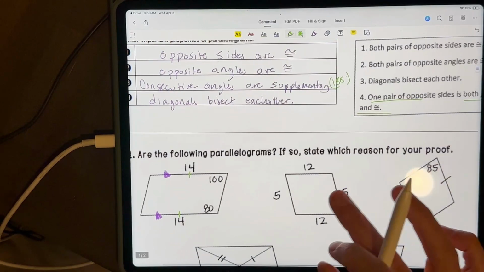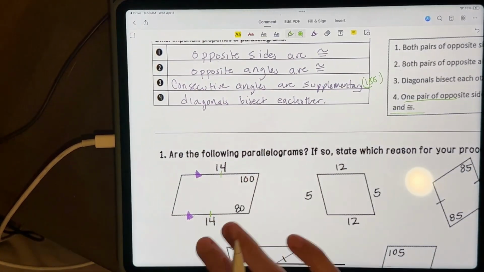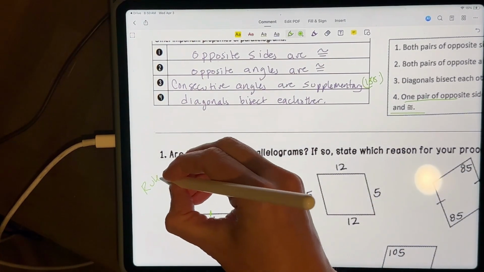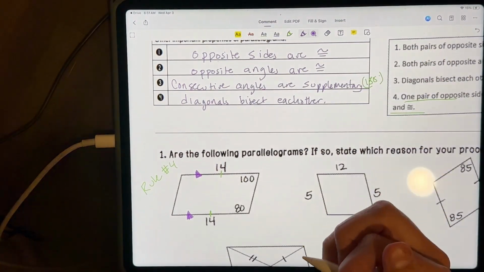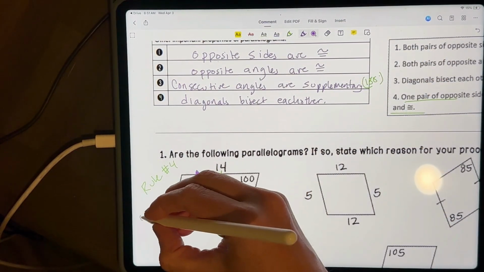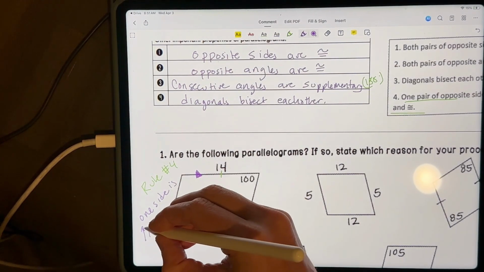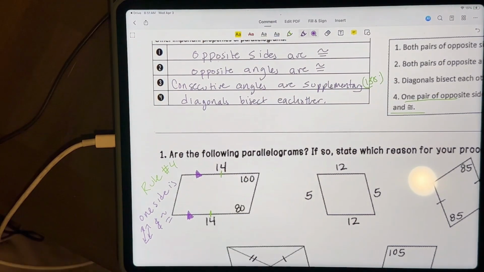They must be both. So on a test, if I asked you what makes this a parallelogram, you would say rule number 4. Okay, let me write in different colors so you guys can see. Rule number 4, which says one side is parallel and congruent. Okay, one side is parallel and congruent.